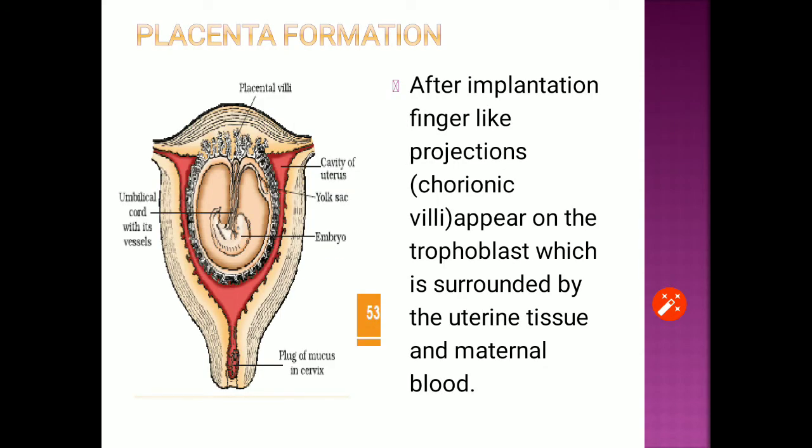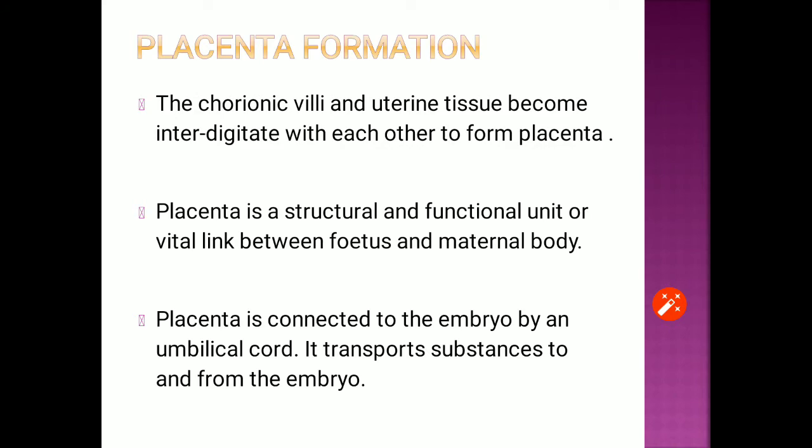Now, the next topic is placenta formation. The picture is also showing the connection between the developing embryo and the mother's uterine tissue. After implantation, finger-like projections called chorionic villi appear on the trophoblast, which is surrounded by the uterine tissue and maternal blood. The chorionic villi and the uterine tissue interdigitate with each other to form the placenta.